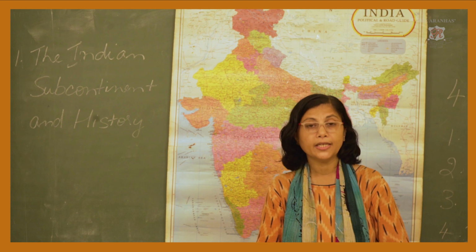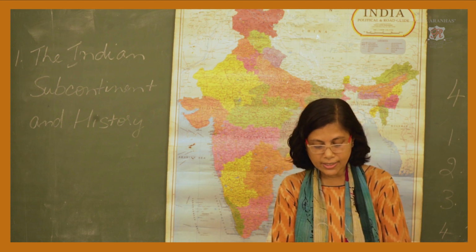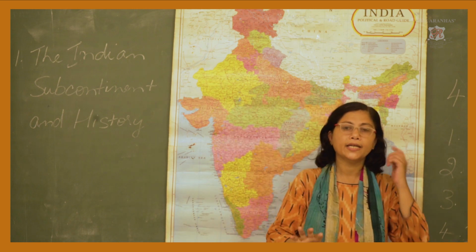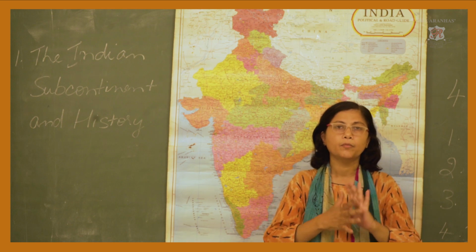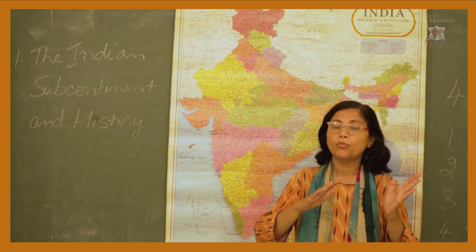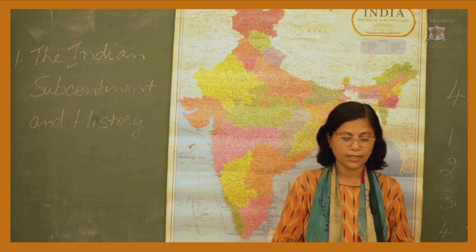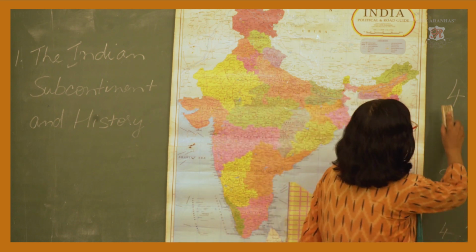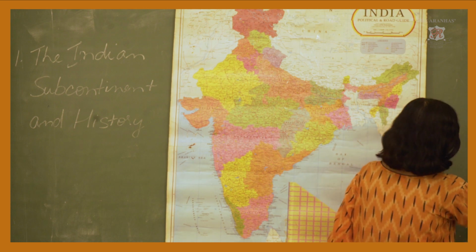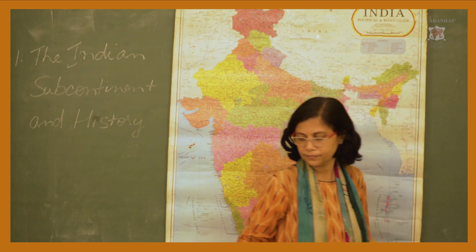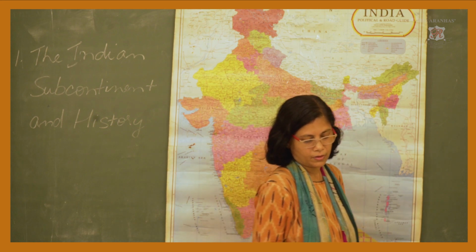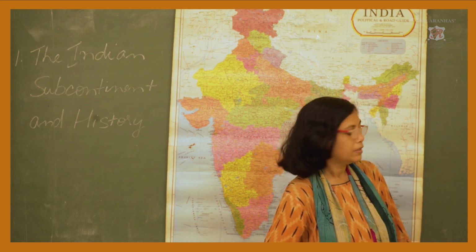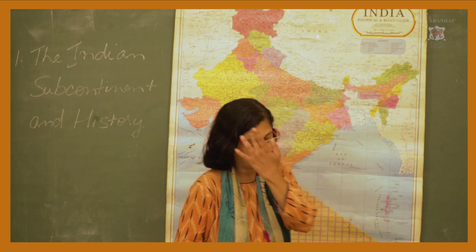This chapter is about the Indian subcontinent and history. So, let us look at it from the Indian perspective. When I am talking of India here, we are talking of ancient India, the regions that were most important in ancient India. I am going to rub the board now. We have 6 different regions. Just briefly let me explain it to you and then we can go one by one.